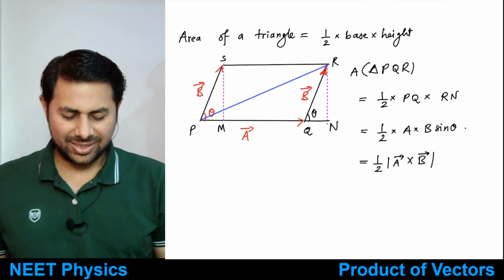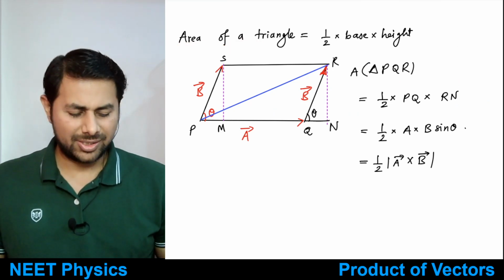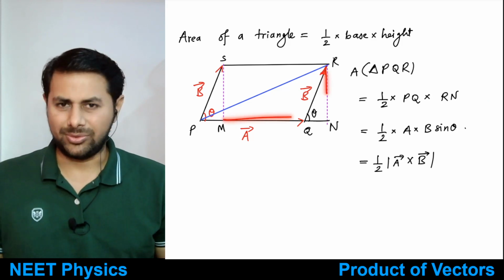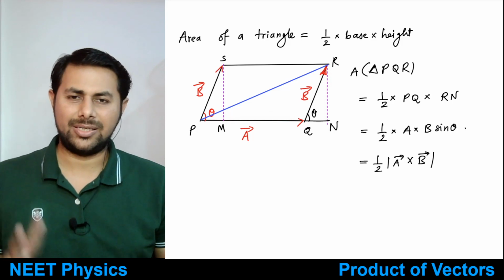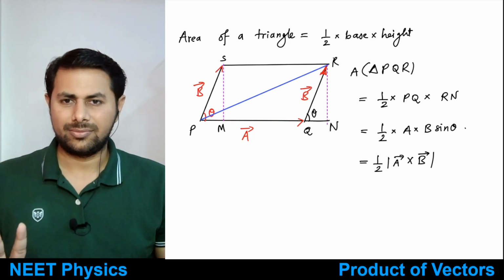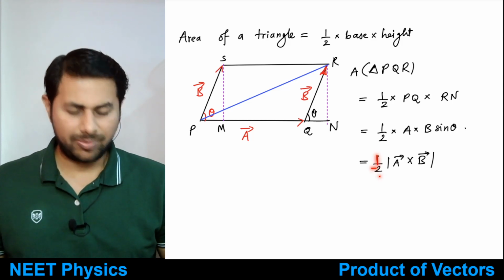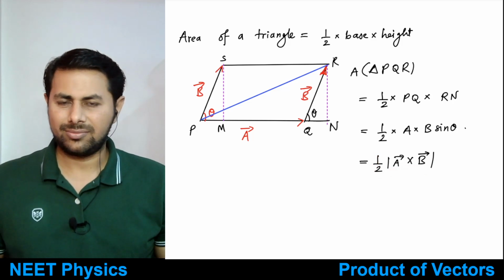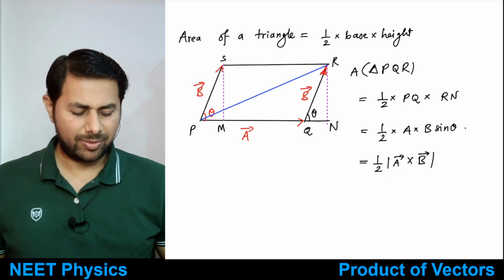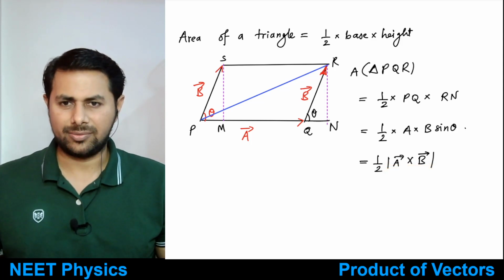And if you want to find the area of a triangle, how will you find it? It is just half of base into height. That's why, if two sides of a triangle are represented by two vectors, the area of the triangle is just half of the magnitude of the vector product of those two vectors. So that's very, very simple.